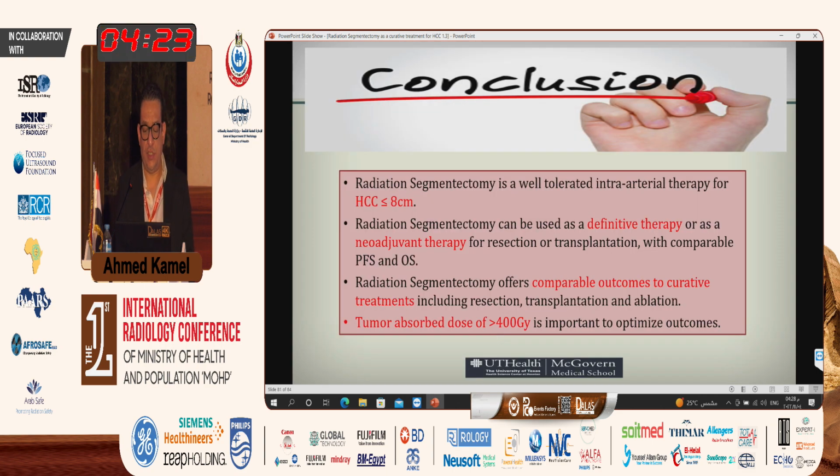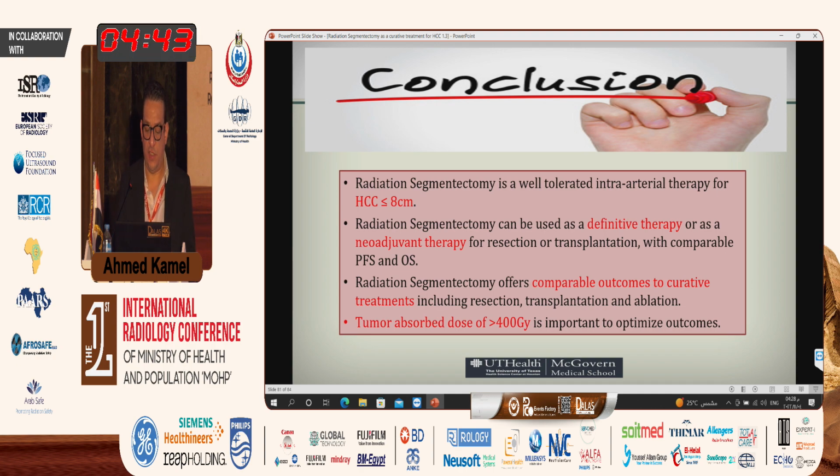So in conclusion, radiation segmentectomy is a well-tolerated intraarterial therapy for HCC that is less than or equal to 8 centimeters in diameter. It could be used as a definitive therapy or as a new adjuvant therapy for bridging or downstaging for transplantation or resection.